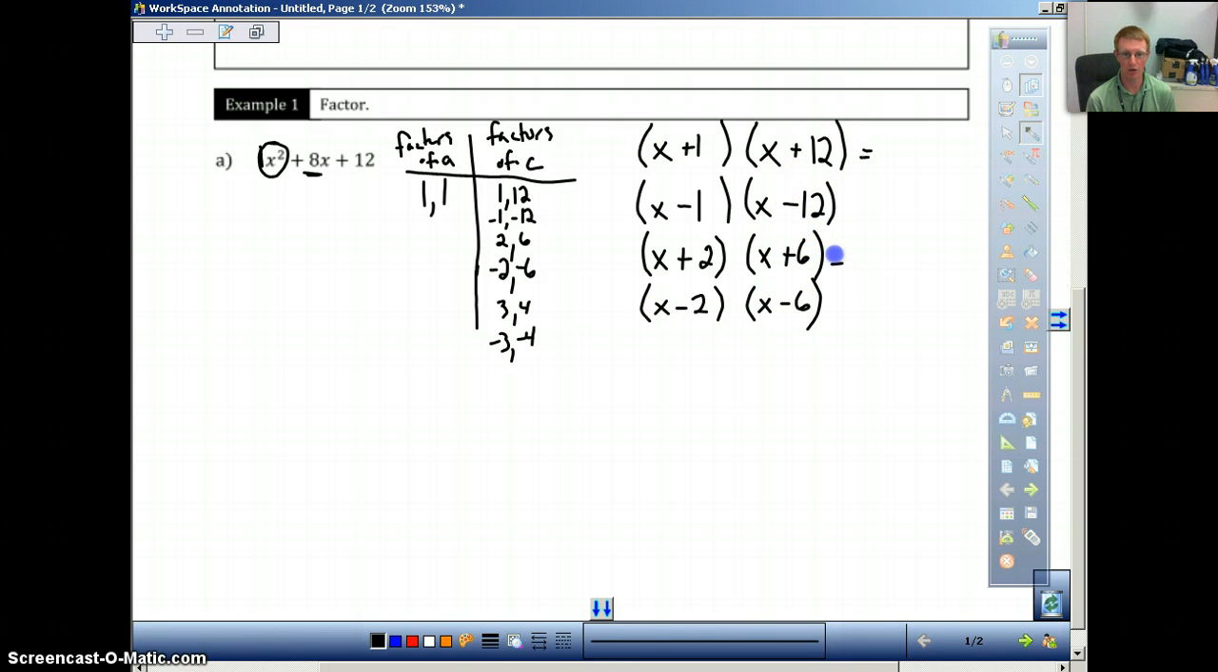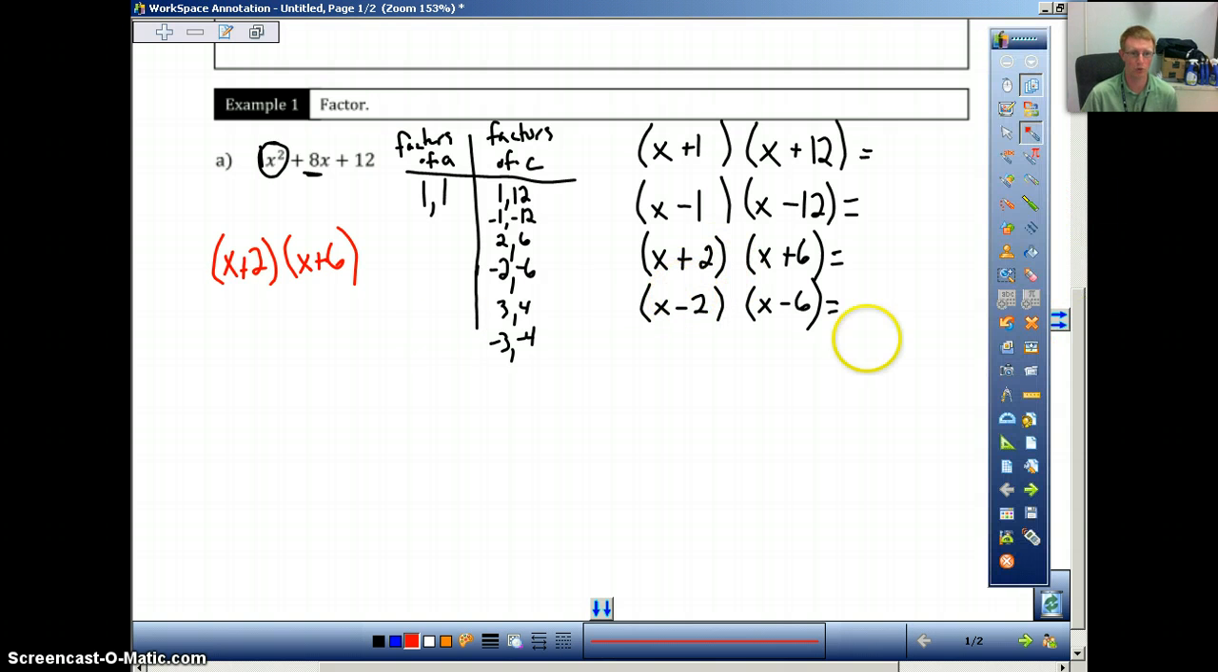That's fine. But understand, you can do this real quick shortcut because whatever these two factors are, they're always going to add up to be your middle term. So because 2 and 6 add up to be 8, that is what our factors are. So our correct answer here is x plus 2 and x plus 6. Again, you can go through and FOIL each one of these to see which one works, but I'm just giving you a little bit of a shortcut there.